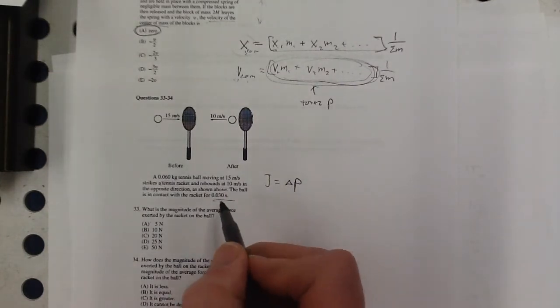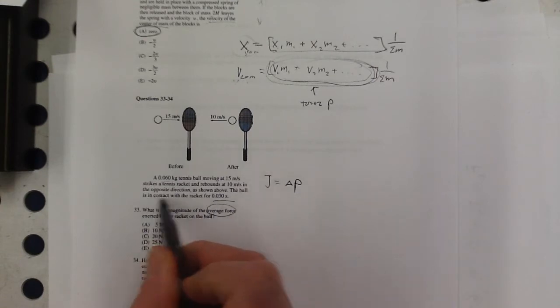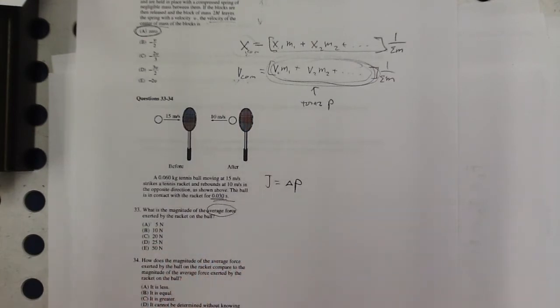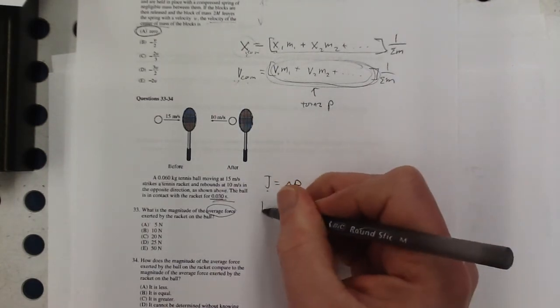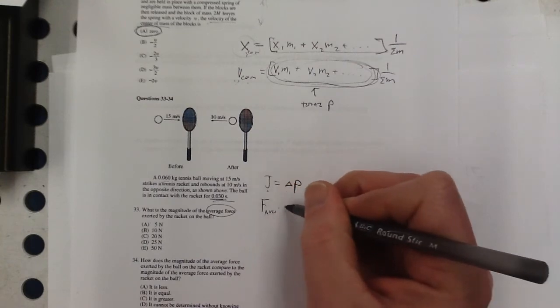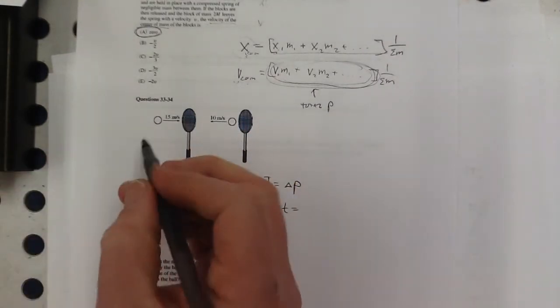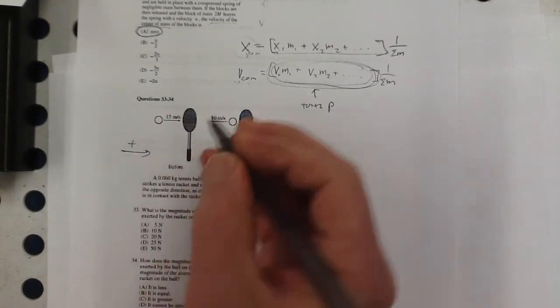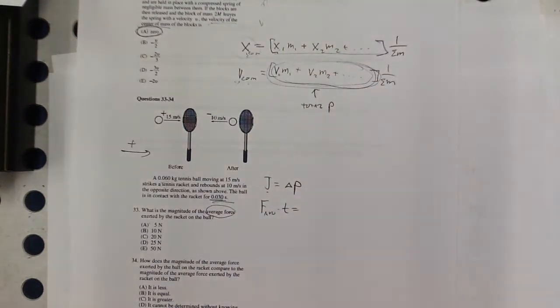If you're talking about force and time, you've got to be thinking about impulse and change in momentum. So the impulse is equal to average force times time, and that equals delta p. We just have to be very careful here about signs. So let's say that this is the positive direction, then this is positive, and this is negative. Okay?